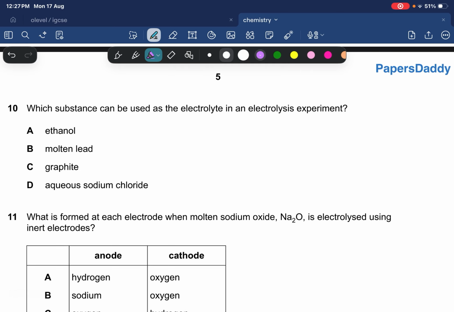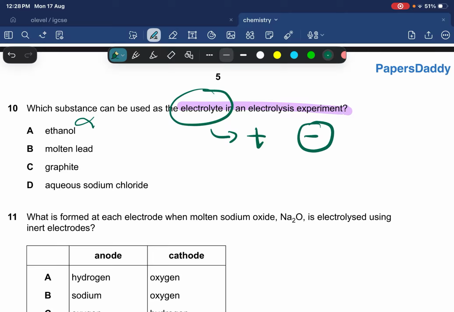Which substance can be used as an electrolyte in an electrolysis experiment? To have an electrolyte, you need something that can conduct electricity, right? Ethanol is a polar solvent. Yes, that's correct, but it's an organic compound and we don't prefer organic compounds. Next we have molten lead, graphite, and aqueous sodium chloride. An electrolyte needs to have positive and negative ions. Why positive and negative ions? So they can move towards the cathode and anode. Molten lead does not have negative ions. It has electrons but not negative ions.